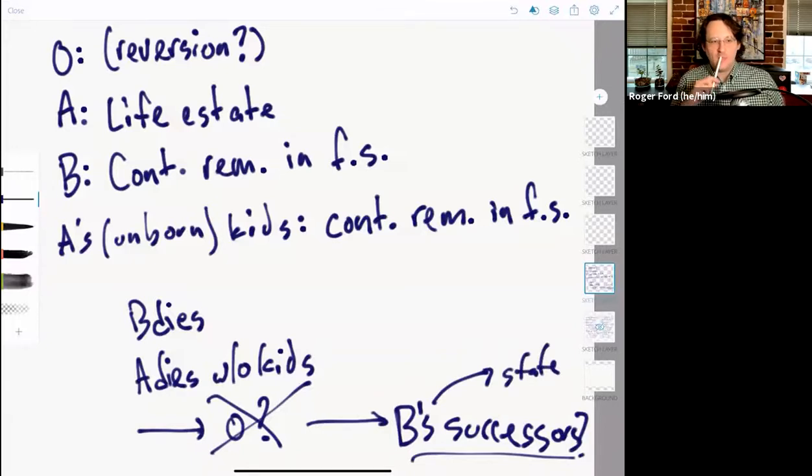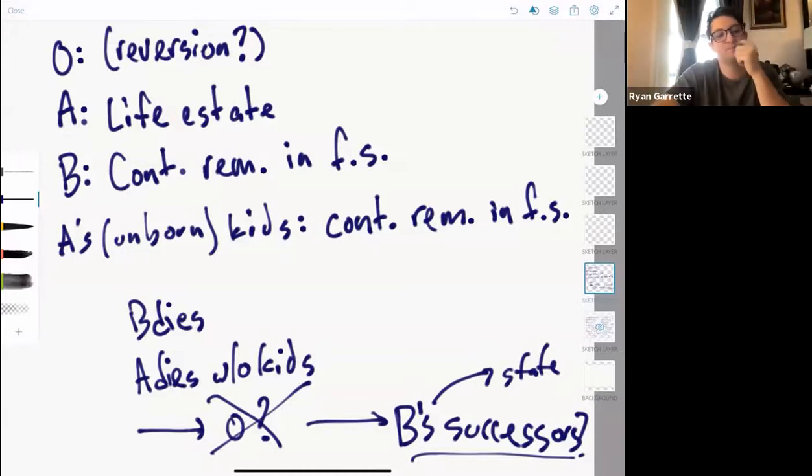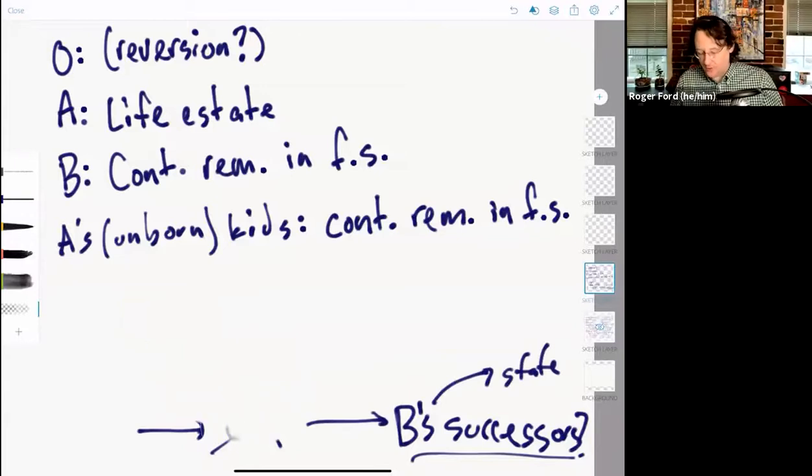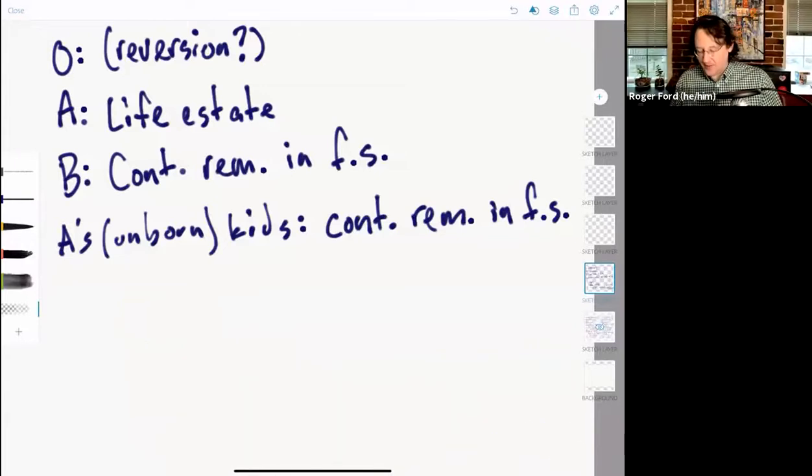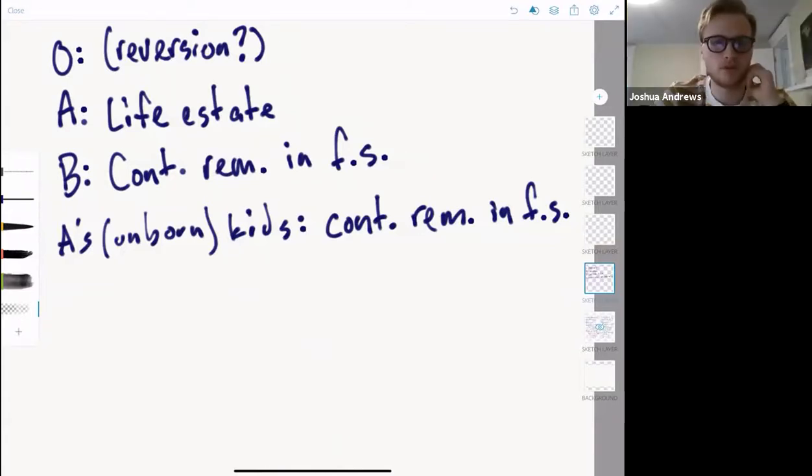Does that make sense? Yeah, that helps a lot. But that doesn't quite resolve the question of whether there is a reversion. I guess before we get to that, on the contingent remainders, does everyone agree, or do we have any alternative proposals? Mr. Andrews? Would the unborn kids have a contingent remainder subject to open?